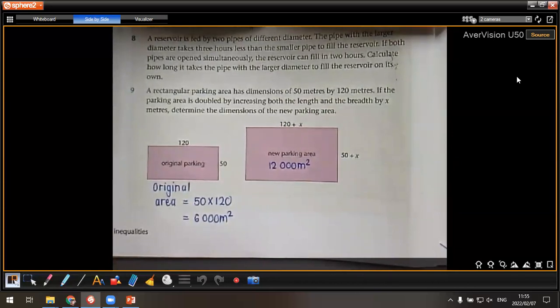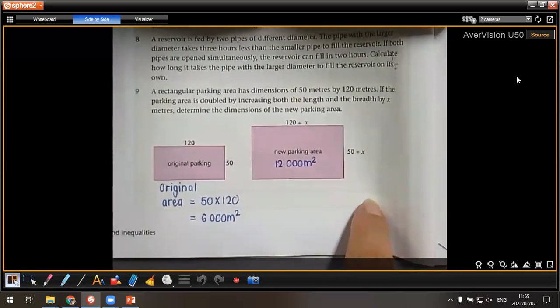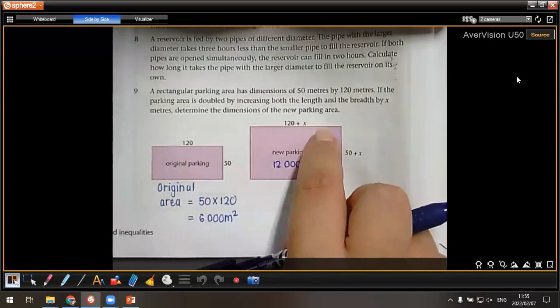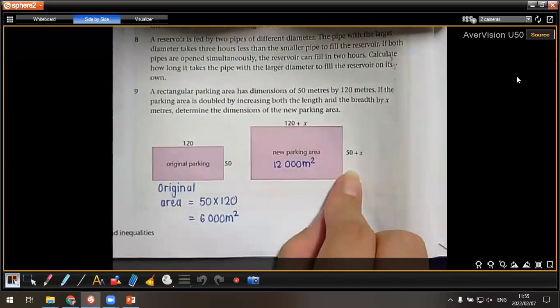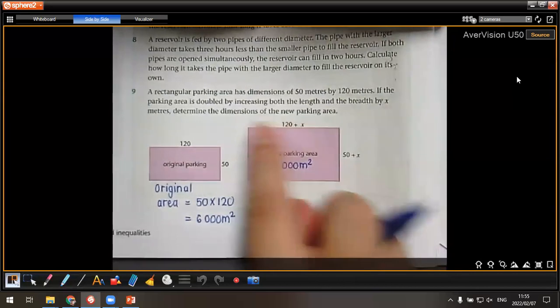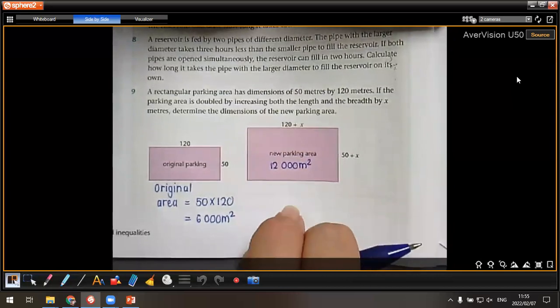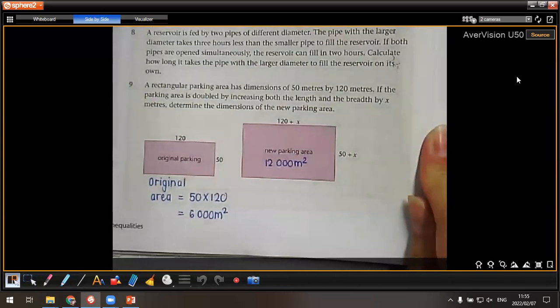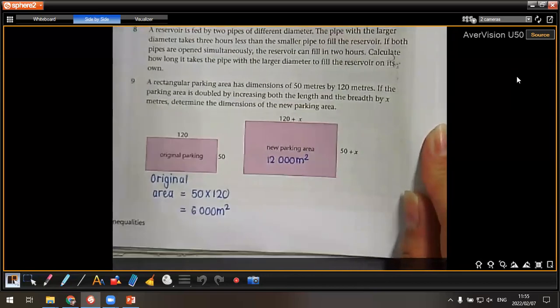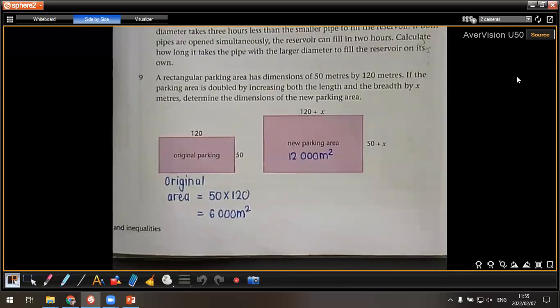And then how does that help us? How do we find the area of a rectangle? Length times breadth: 120 plus x times 50 plus x. And can you then calculate x using that? Because we know that the answer should then be 12,000. The information is given in a slightly different way, but that's kind of how you need to get going. So see if you can do that on your own, guys.